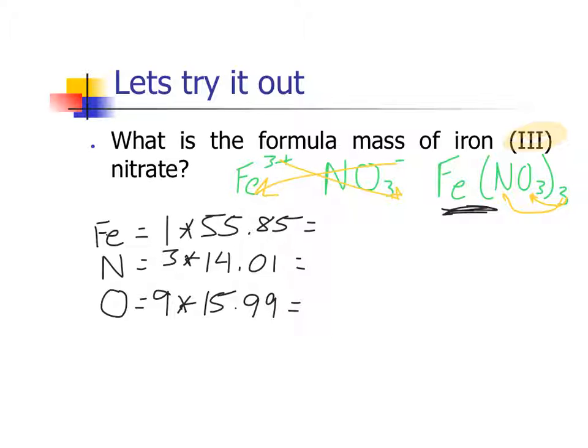And so now we see 1 times 55.85. Well, that one's easy to do in our head. 55.85. Then if you wish, you can go with your calculator and start punching in 3 times 14.01, and you'll get 42.03. And then 9 times 15.99 will give you 143.91.